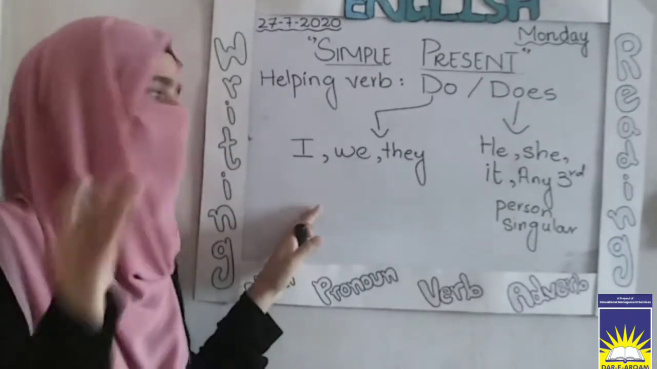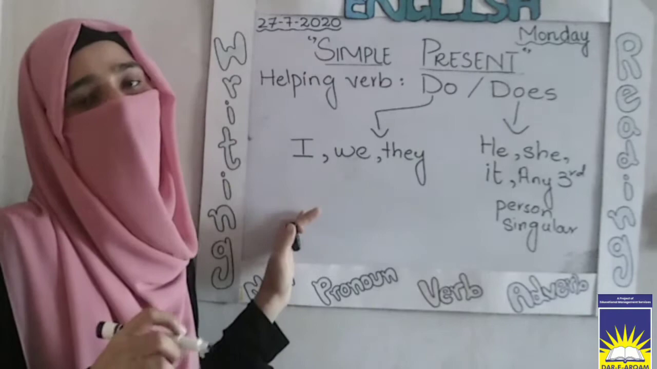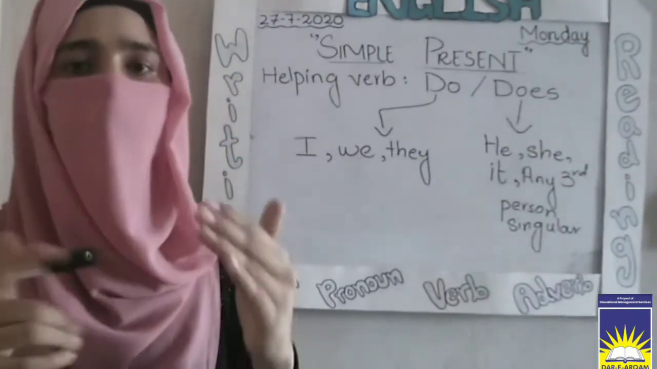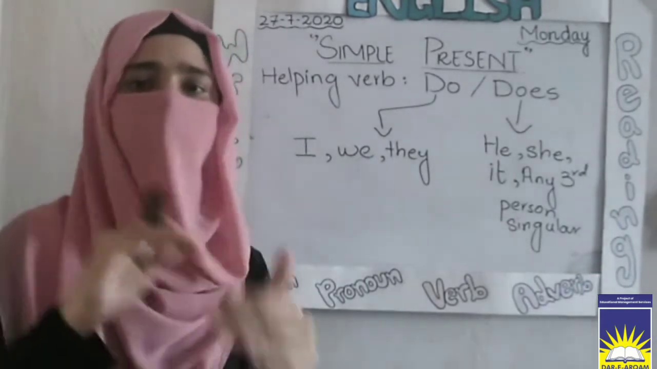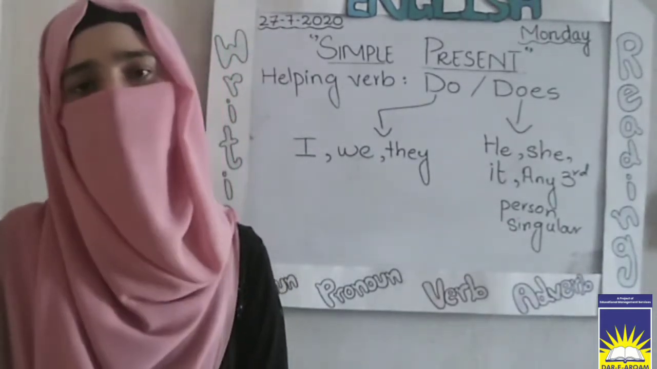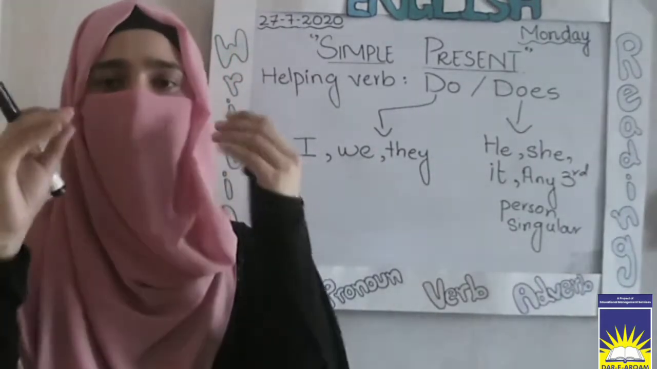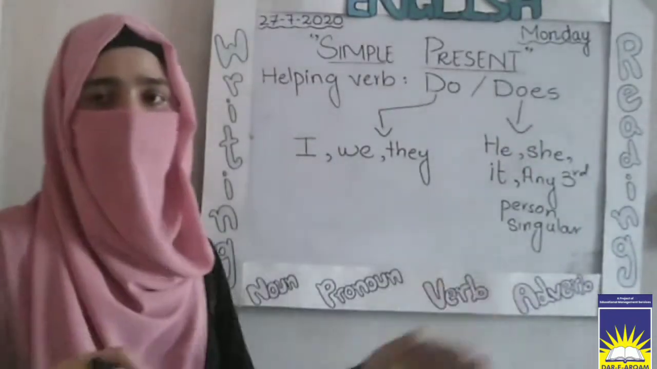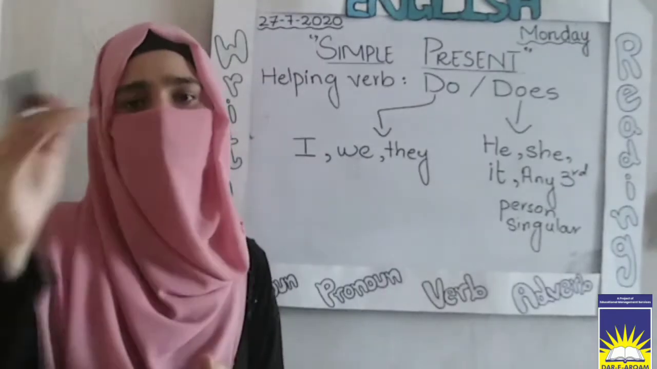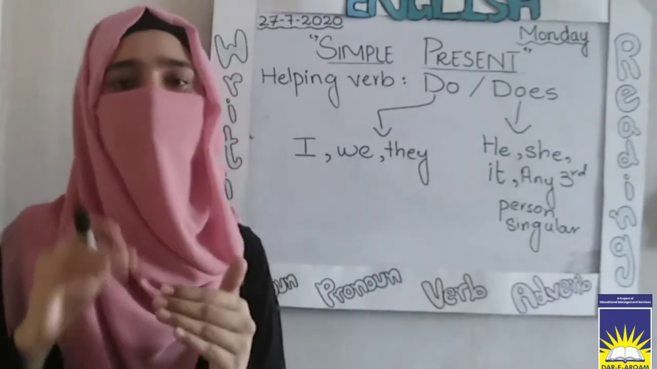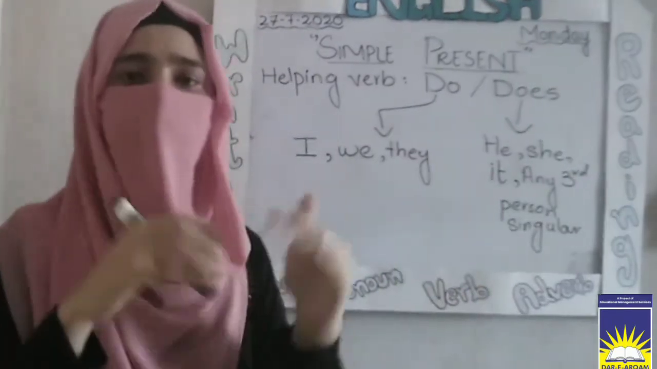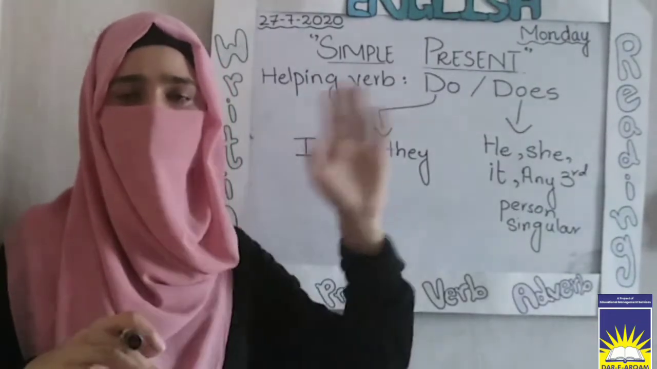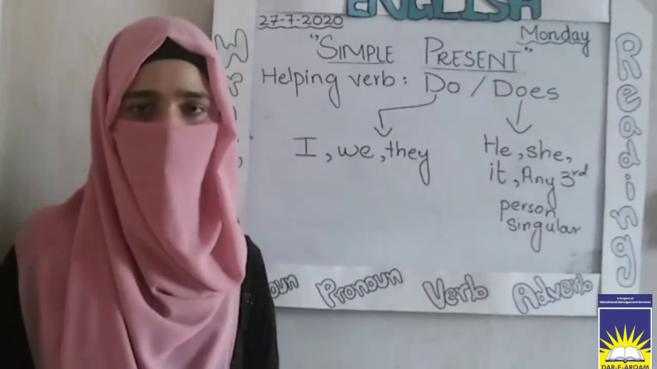What does it mean, any third person singular name? It means when we are using any name, only, we are talking about a third person, we are not saying he or she or it, so we are using the name of the person, then we also use does. This is a simple thing: if you are talking about a third person, you will use does. I'm also making sentences for you, so this concept will be clearer to you.